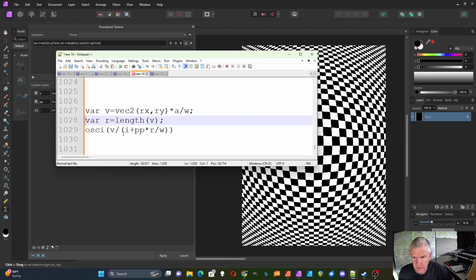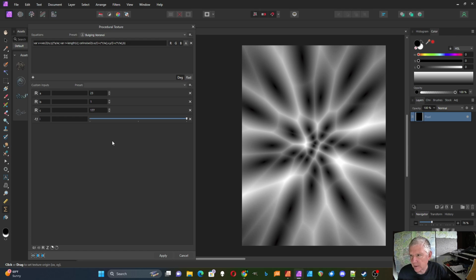The final formula came out to be setting up my vector for v, setting up for r, and then just v over parentheses 1 plus pp times r divided by w. You can also use other patterns. I set this up with a Voronoi pattern, and here's how that looks.